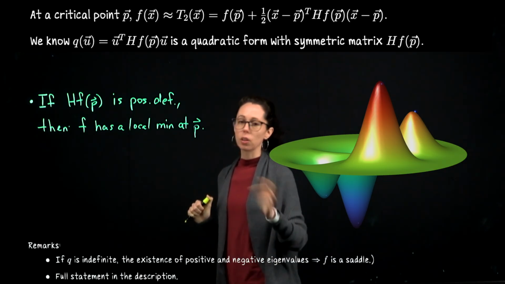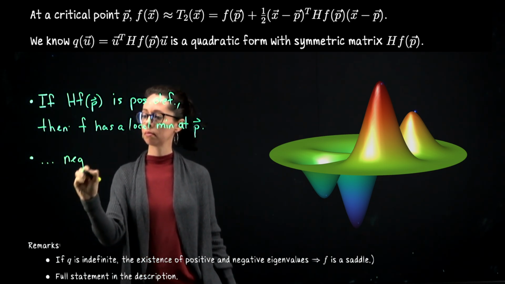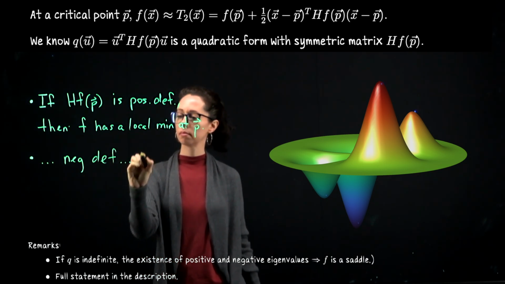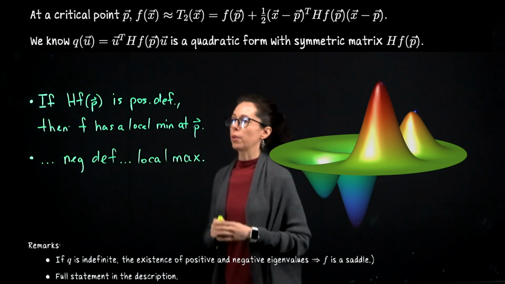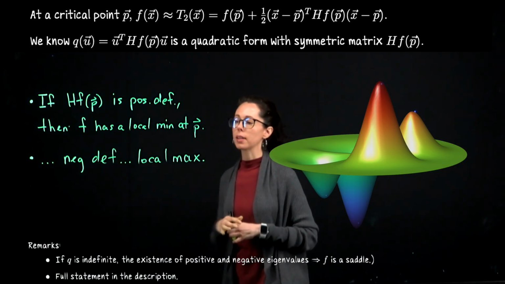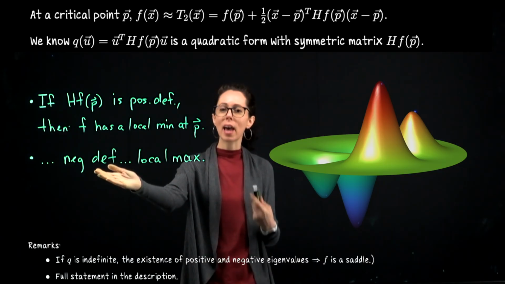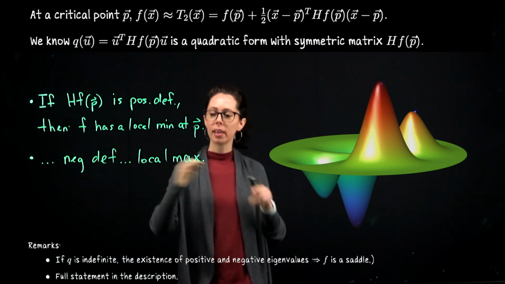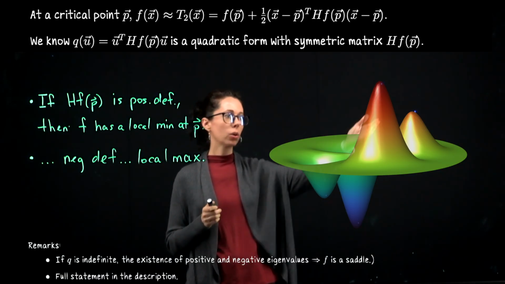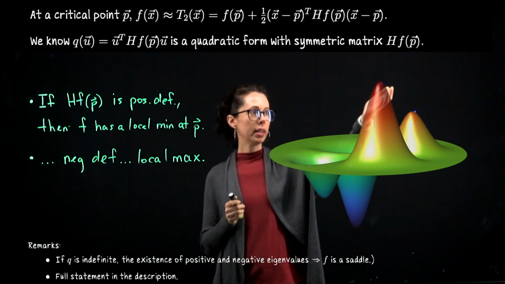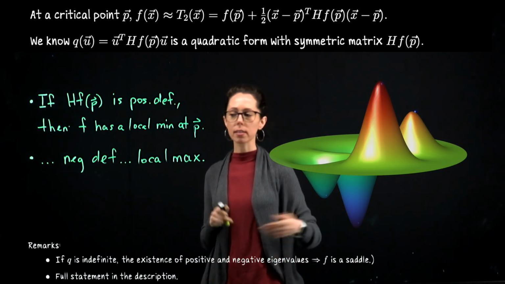Negative definite, local max. If the Hessian corresponds to a negative definite quadratic form, then f likewise has the same property that as you move away from the critical point, you only go down, and that's going to correspond to these local maxes. So here, the Hessian would be a negative definite matrix. Here, it would be a positive definite matrix.